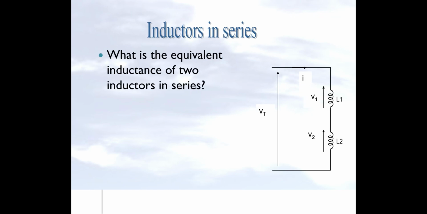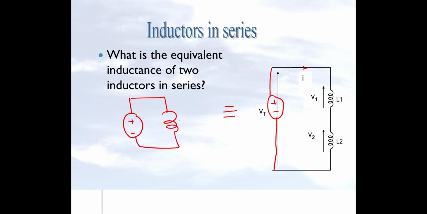So let's start with a series network. Here I have two inductors in series in the circuit, and the circuit is supplied by one voltage supply, Vt, that is sourcing a current I. I'd like to reduce the circuit to an equivalent one that has one equivalent inductor. Let's call it LT, such that the two circuits are equivalent.